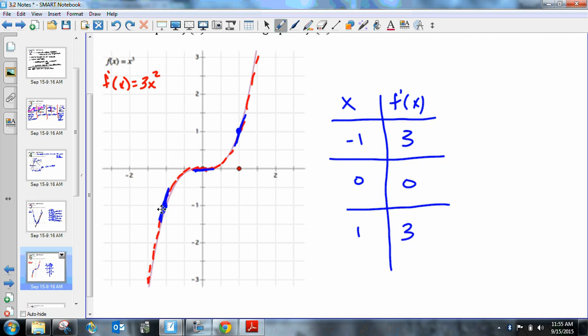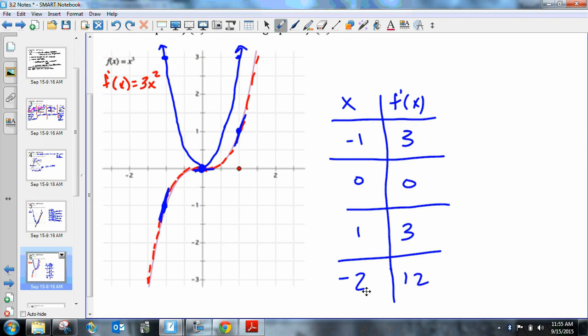So let's think about this for a second. If I plot this value of my derivative here at 3, I get that point there. I have the point (0, 0), and then I have the point (1, 3). If I draw that, I'm going to get a parabola that opens up, and it would continue on. I bet if I found the slope of the tangent line at -2, what would we get? -2 squared, what do we get?